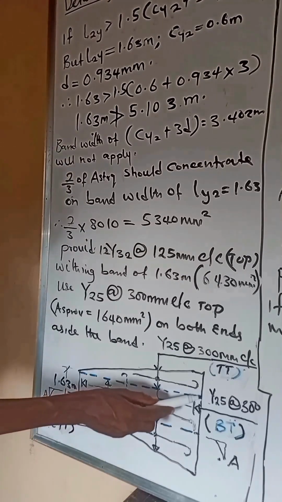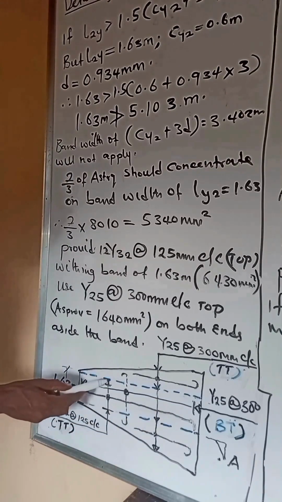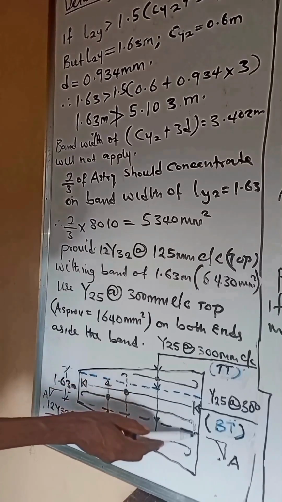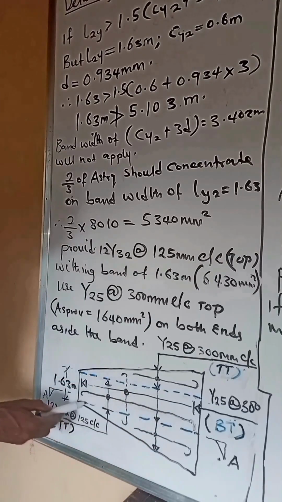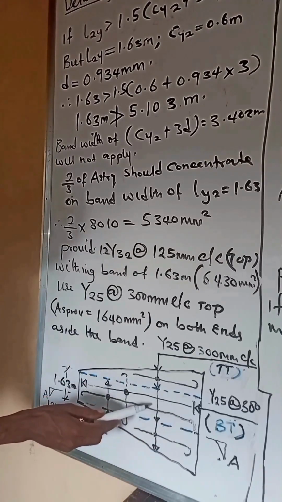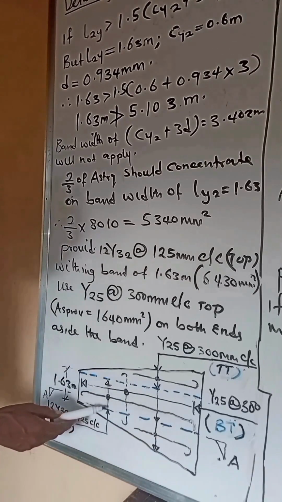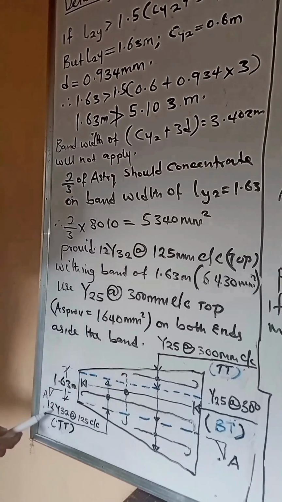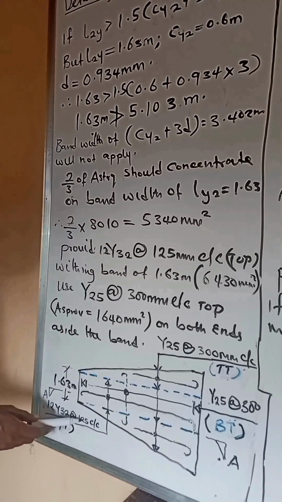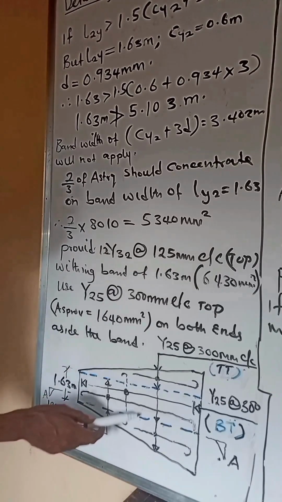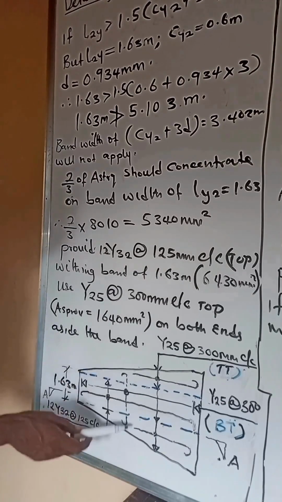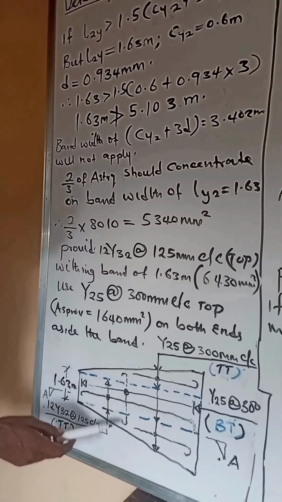And within the bandwidth, which is this portion with dotted lines, which is 1.63, we'll have the top reinforcement at this point to be Y32 at 125 center to center top as the main reinforcement. Now, the next stage, we are going to look for the distribution bar, both for the top and for the bottom reinforcement.